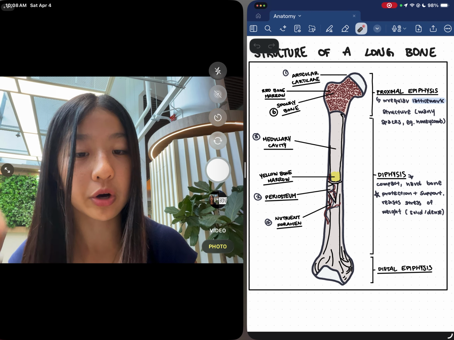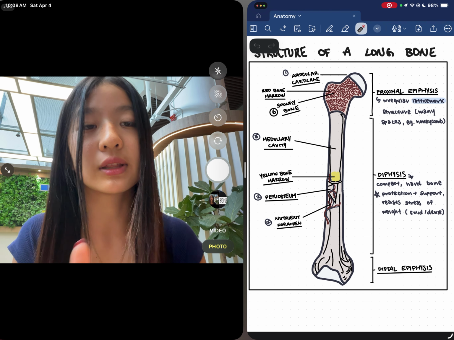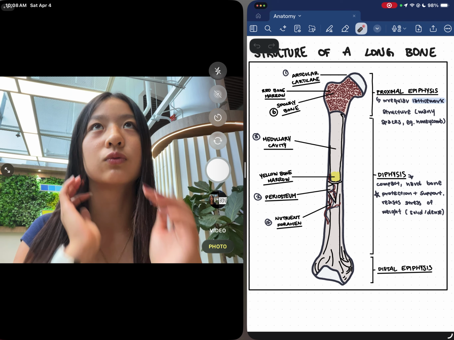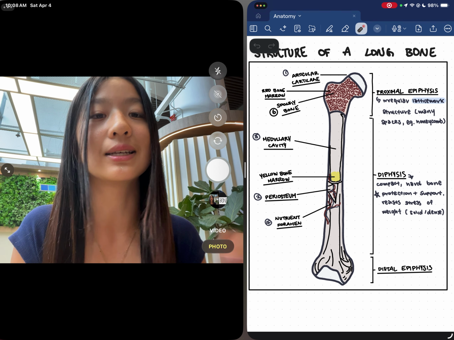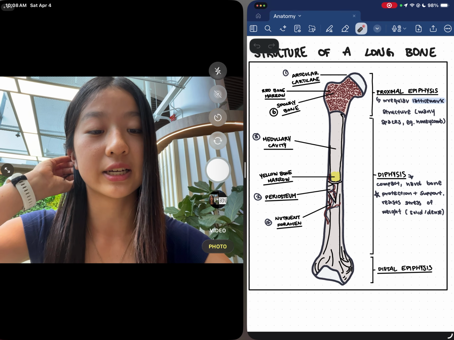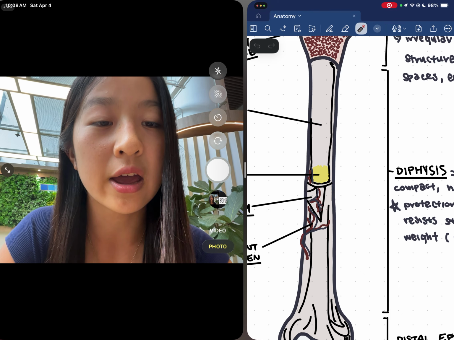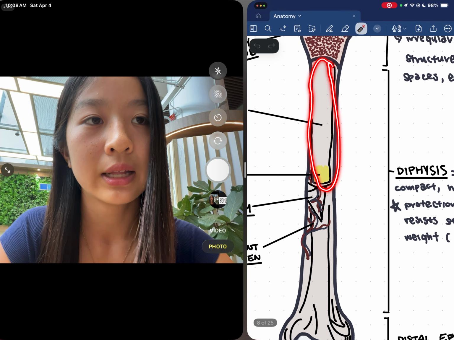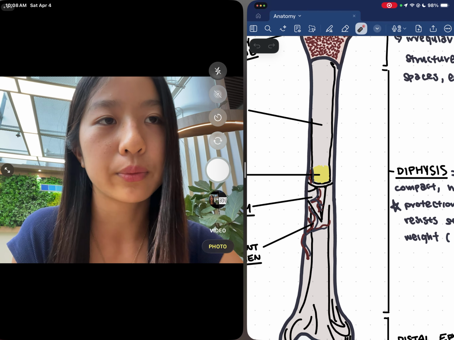The next bit we're going to look at is the periosteum. It's a membrane covering the outer layer of the bone, and it's rich in nerves and blood vessels, which also contributes to pain sensitivity. Next is the medullary cavity, or the bone marrow cavity. Here it's a hollow cylindrical space that houses the bone marrow within the diaphysis of the bone.